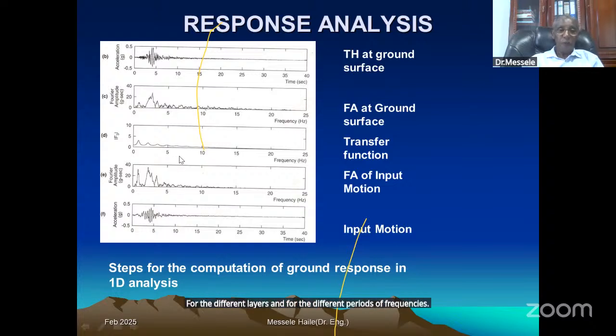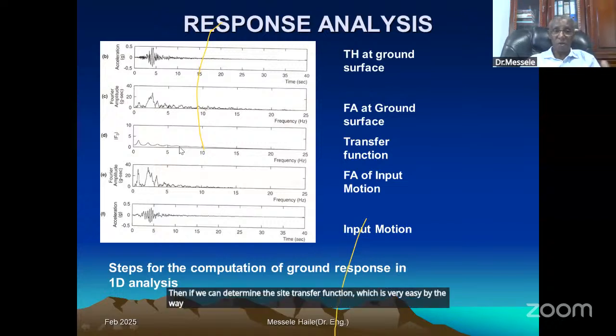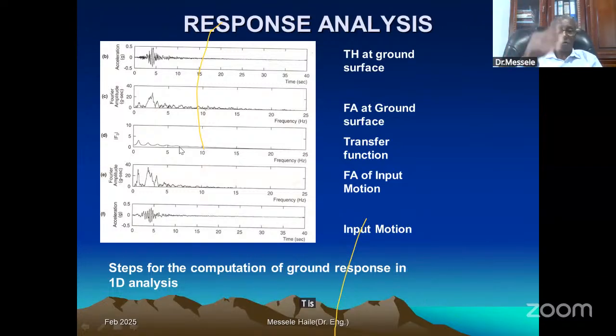Then we can determine the site transfer function, which is very easy, by the way, it's not a big deal. Even you can do it by hand. T is 4h over Vs, or Vs over 4h. You can calculate, but can do with software.